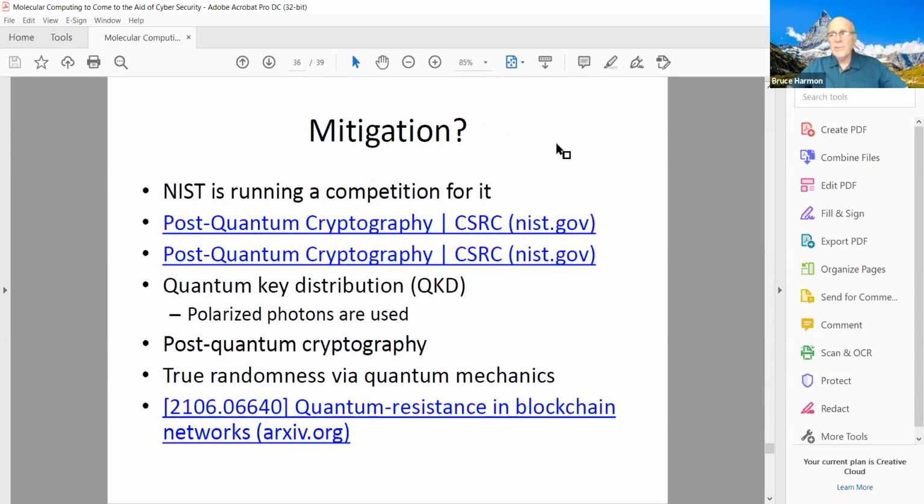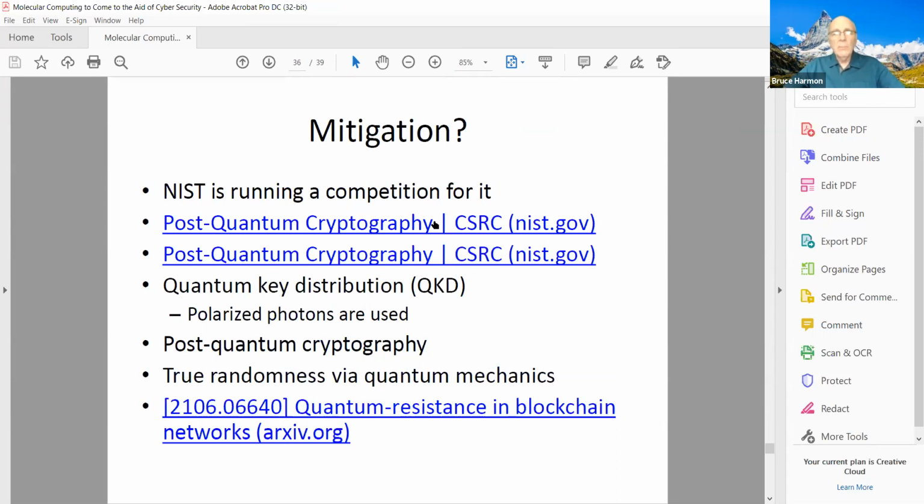But what about mitigation then? What are people doing about it? If it's coming, within 10 years, potentially we'll have a quantum computer at scale that can break RSA. Yeah, that's sort of the current thinking. But whether it's 5 or 15 years, none of us really knows.